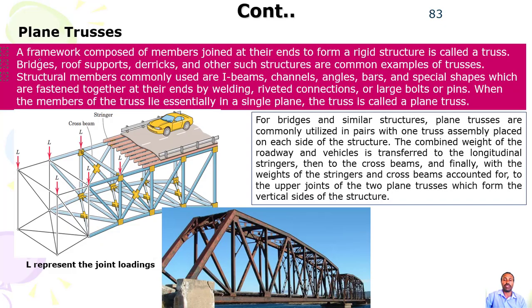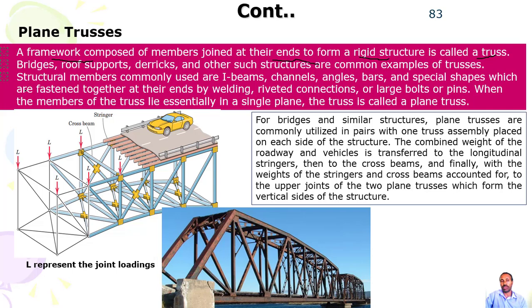So let us see the plane truss. A framework composed of members joined at their ends to form a rigid structure is called a truss. Clear? A rigid structure is called a truss. Bridges, roof trusses, support derricks, and other such structures are common examples of trusses.